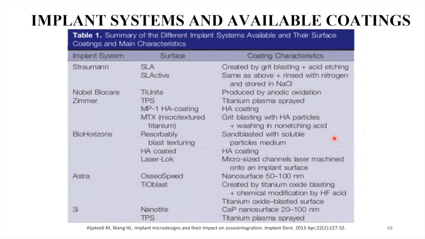So various implant systems have various surface coatings which are available. Such as Straumann has the SLA surface, Nobel Biocare has the TiUnite surface, and BioHorizons has the Laser-Lok, and Zimmer Biomet has the Nanotite and the titanium plasma sprayed surfaces.